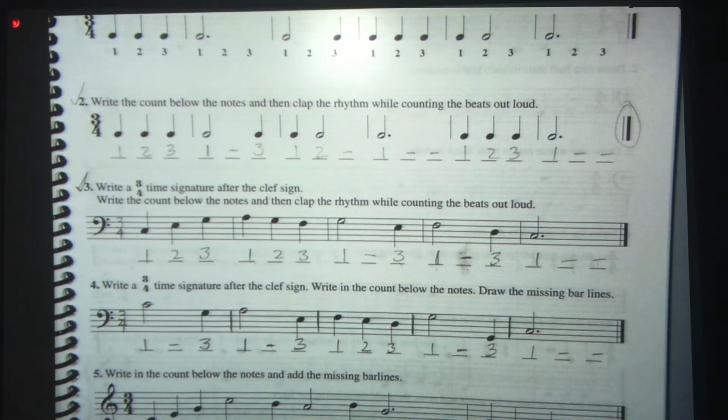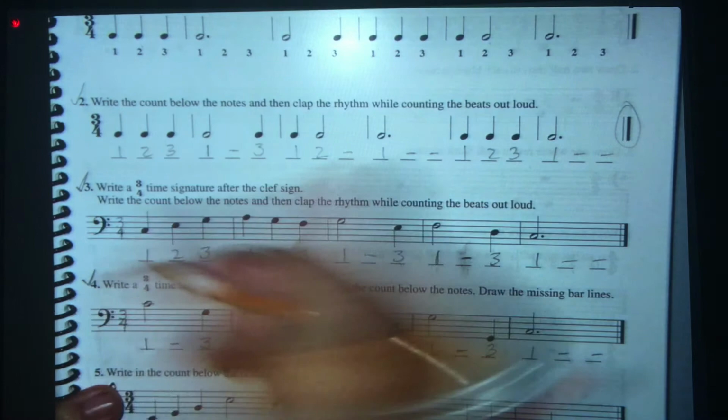And that's it. And of course, if we were to clap and count that, it would sound like this. 1 and 2 and 3 and 1 and 2 and 3 and 1 and 2 and 3 and 1 and 2 and 3 and 1 and 2 and 3 and I sang somewhat like what it sounds like. And of course, it's bass clef, so that suits me quite well since I have a low voice. We'll put a check here.